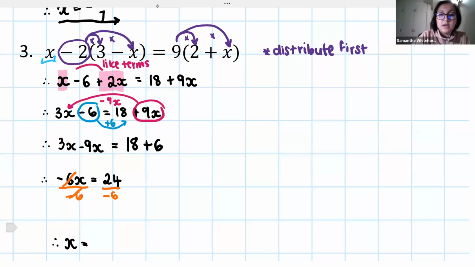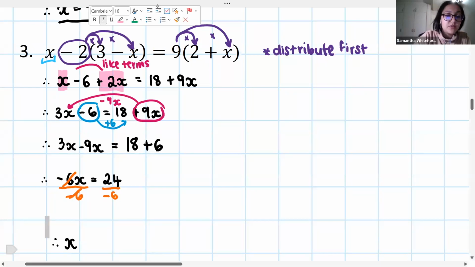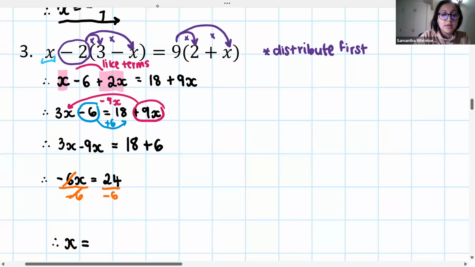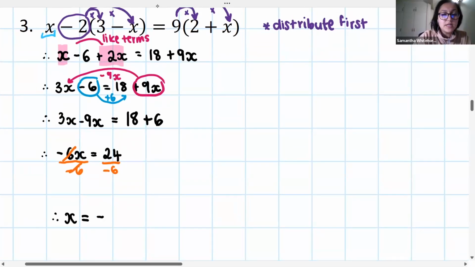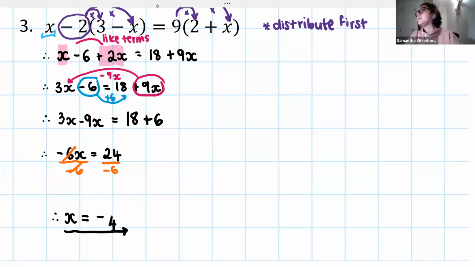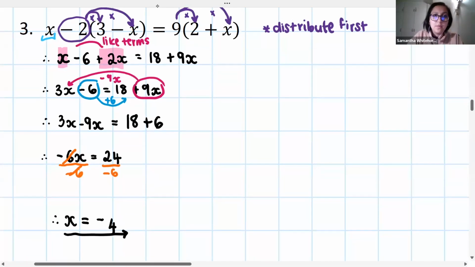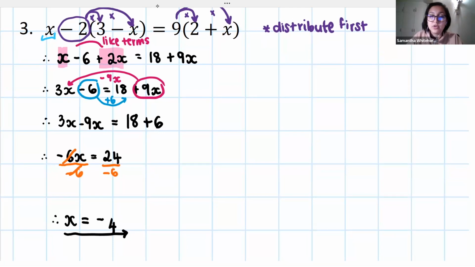And now I need to be careful. I've got positive 24 divided by -6. So positive divided by negative, 24 divided by 6 is 4. And so my solution here, x is equal to 4. Now, guys, remember, you can double check yourself. Substitute, make sure you've got it.